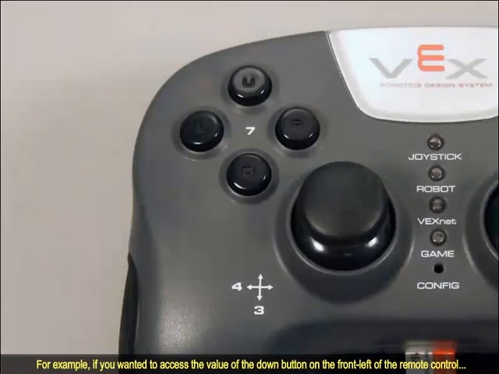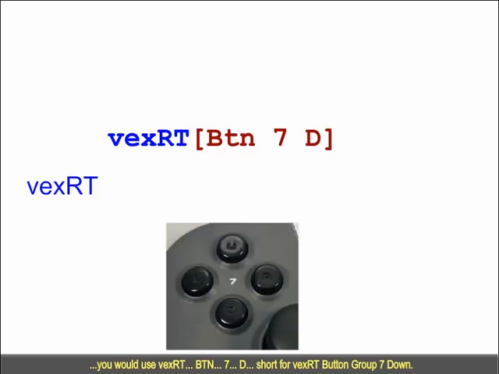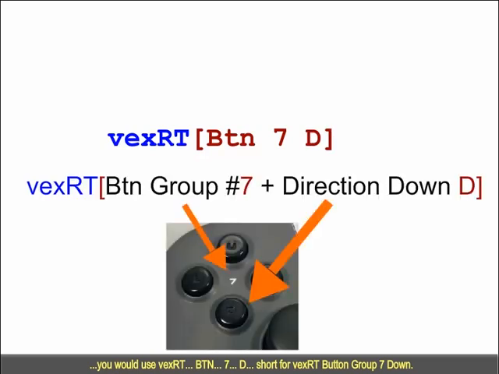For example, if you wanted to access the value of the down button on the front left of the remote control, you would use vexrt btn 7D, short for vexrt button group 7 down.